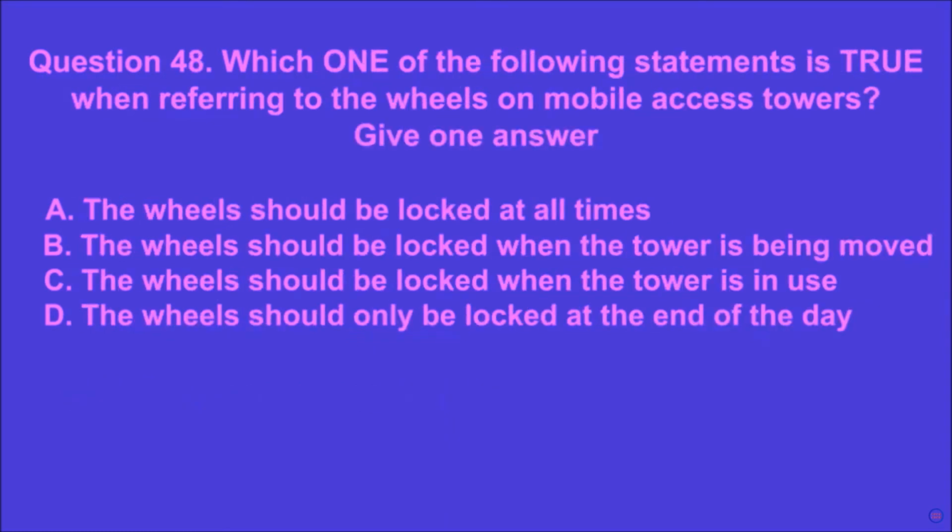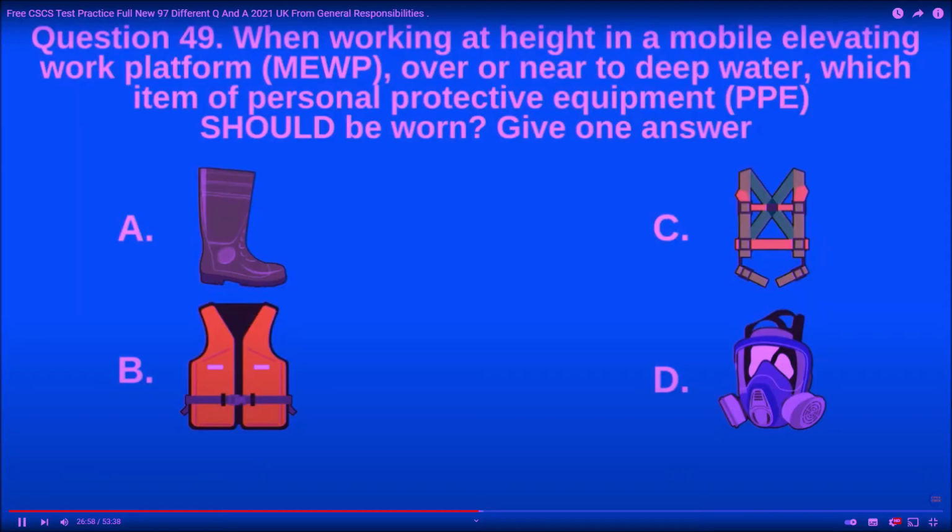Question 48. Which one of the following statements is true when referring to the wheels on mobile access towers? Give one answer. A. The wheels should be locked at all times. B. The wheels should be locked when the tower is being moved. C. The wheels should be locked when the tower is in use. D. The wheels should only be locked at the end of the day. C is the correct answer.